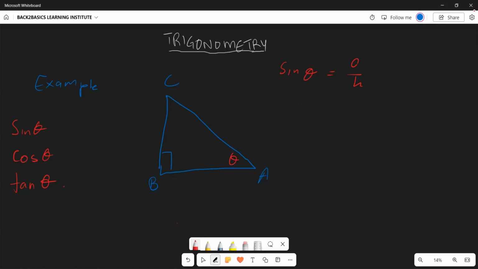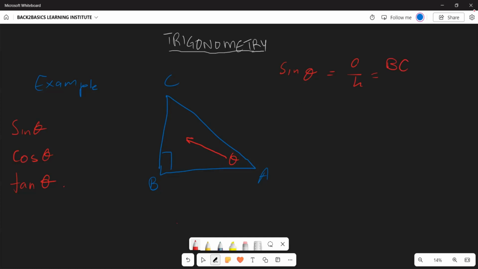Now, we want you to find out what is going to be the ratio of theta in here. So what is it that you are going to do? You are going to say, which side is going to be opposite to this theta? The side that is opposite to this theta is going to be this side, right? Which means the side that is going to be opposite is the side BC, right?